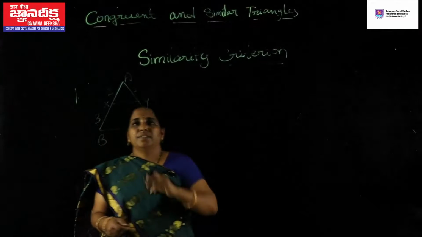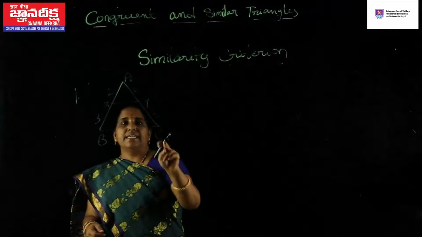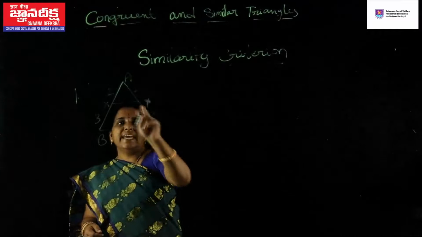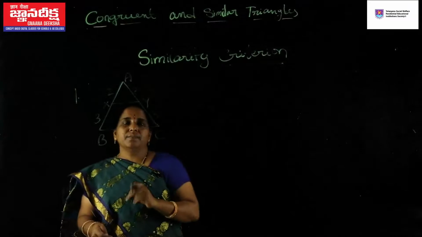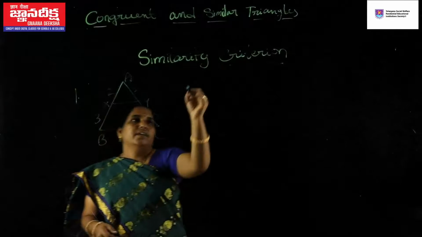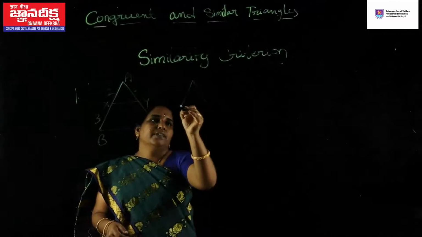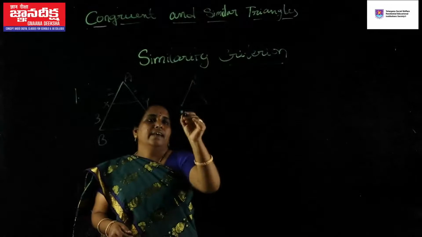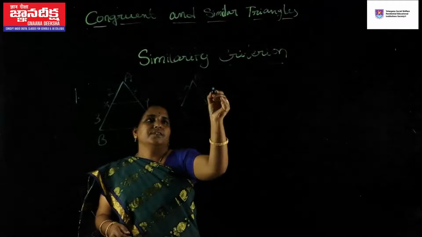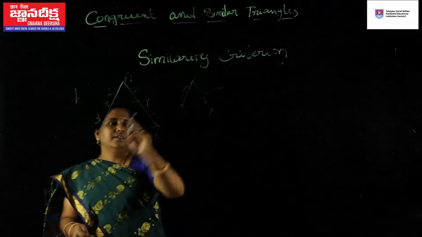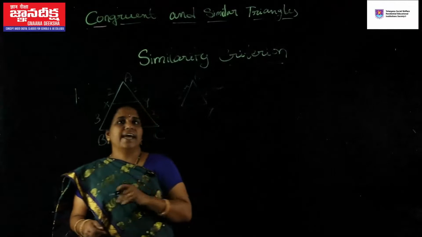Look at this problem, children. Here we have a triangle ABC and triangle AXY. Now let us verify whether these two triangles are similar to each other or not. Let me draw the small triangle like this, AXY, 2 centimeters and 2 centimeters. Okay, now compare the corresponding sides and angles.